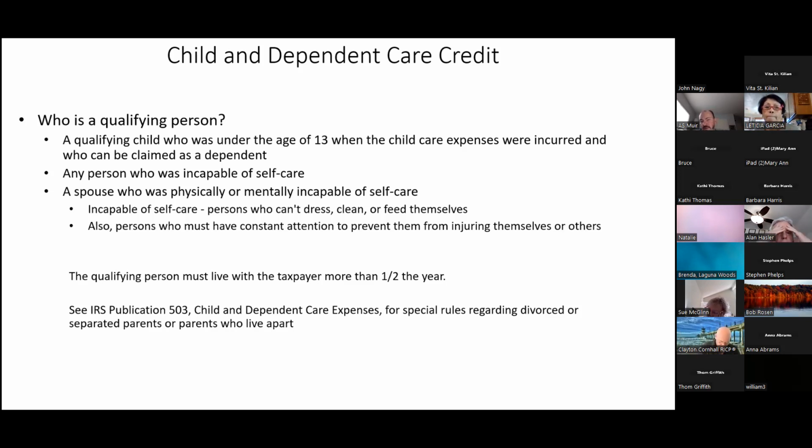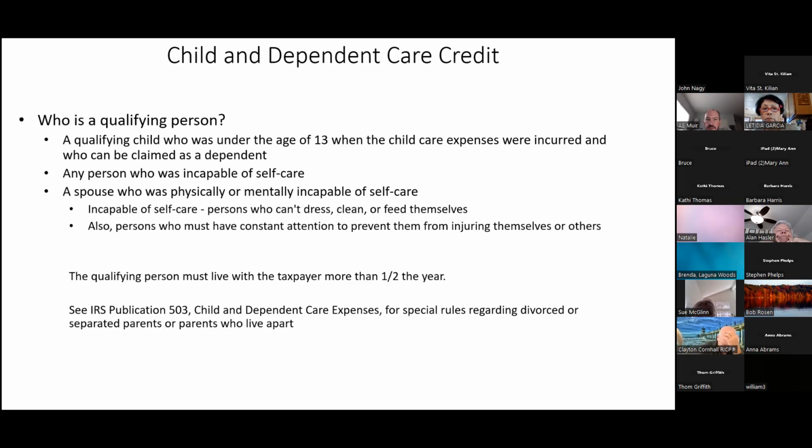And so you may have heard, and we'll go to the next slide in a little bit here, someone paying like $3,000 for their child for childcare expenses. That's not the credit. The credit is going to be calculated based on a certain amount that you pay for that child. And again, it's a non-refundable credit.